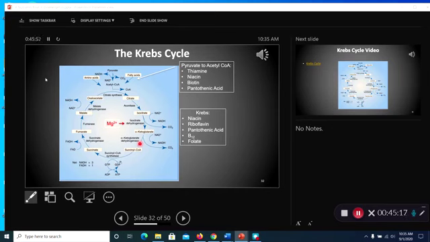Okay, so part of that is being able to understand the jargon, understanding the intermediates, understanding the products. Okay, so I'm going to give you the products first. Products of one turn of the Krebs cycle, one turn, you get 3 NADH, 1 FADH, 1 ATP right here.